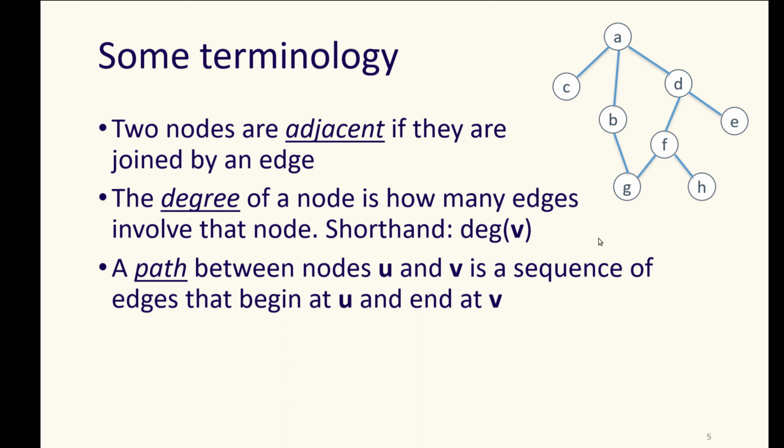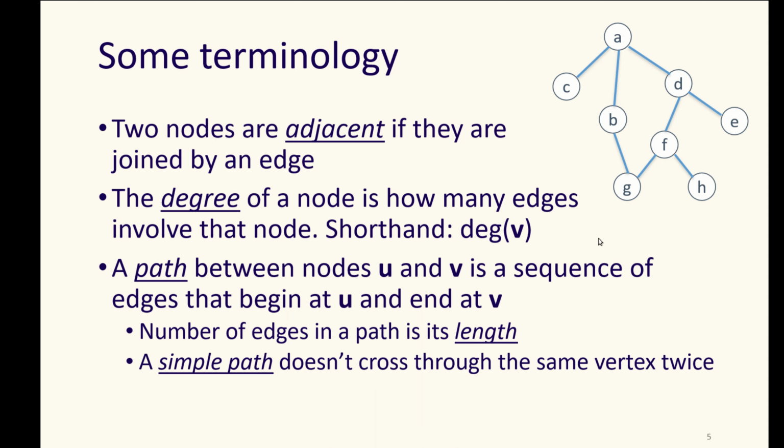Sometimes there will be no path between two particular nodes, but if a path exists, then we'll get a sequence of edges that start us at our starting point, u, and end us at our ending point, v. The number of edges on a path is its length, and a simple path doesn't cross through the same vertex twice. So there may be cases where, for instance, if we were trying to get to C, we might take a wrong turn, go through B, and have to loop back through A and get to C, but that's not a simple path. A simple path would be the direct one.